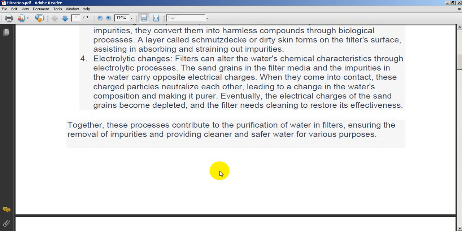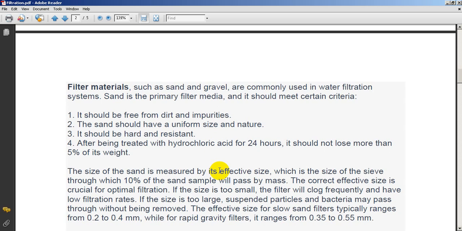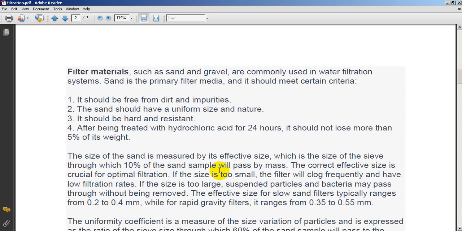Together, these processes contribute to purification of water in filters, ensuring the removal of impurities and providing cleaner and safer water for various purposes. Filter materials such as sand and gravel are commonly used in water filtration systems. Sand is the primary filter media and it should meet certain criteria.